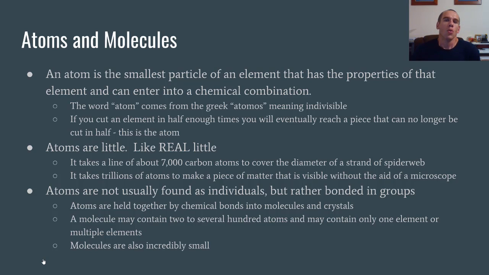Now, the thing about atoms is atoms are really, really small. And when I say really, really small, I mean really incredibly tiny. We have to have billions to trillions of them to even detect or measure them. If you had just a spider web and you looked across the diameter of it, you would need about 7,000 atoms to go across the diameter of a single strand of spider web. So atoms are really, really, really small.